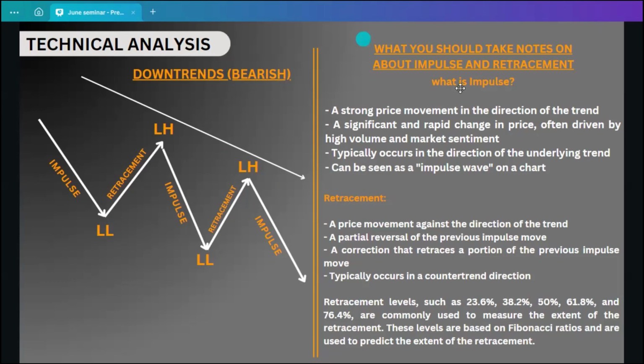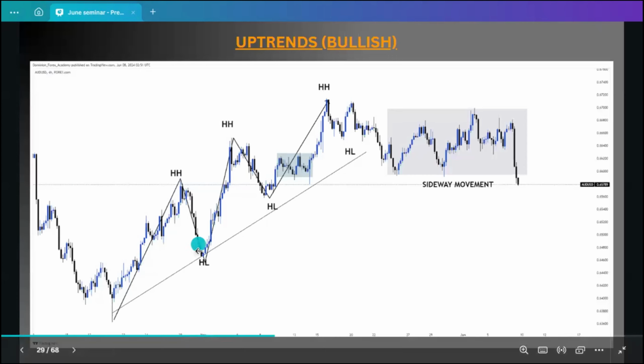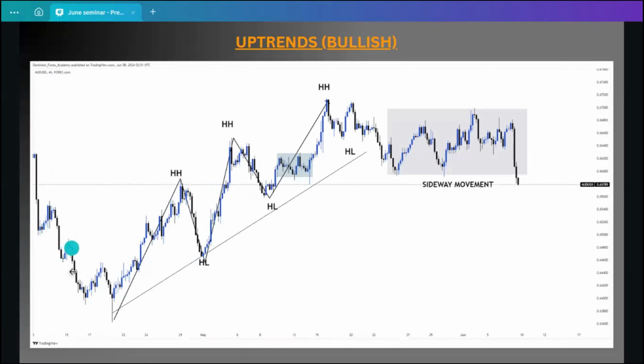What you should take note of about impulse and retracement. When prices are moving in an impulsive way, upward or downward, what are the things to take note of? An impulse is a strong price movement in the direction of the trend. If we check the last chart I showed you guys, that's a very strong movement. Boom, it's even stronger than the retracement. So the impulsive movement is always stronger. See this downtrend here. Boom, boom. So you guys can see the dip.